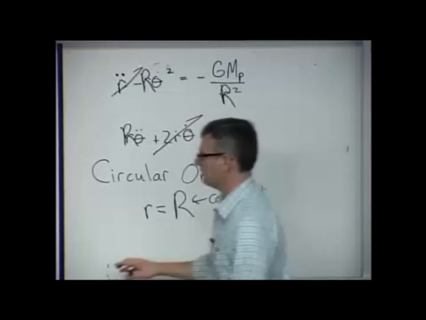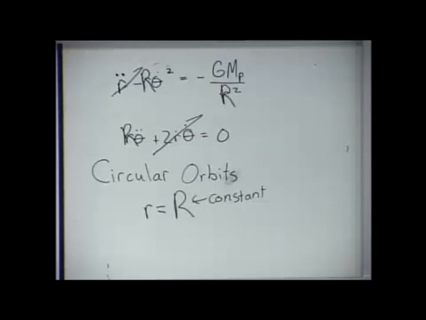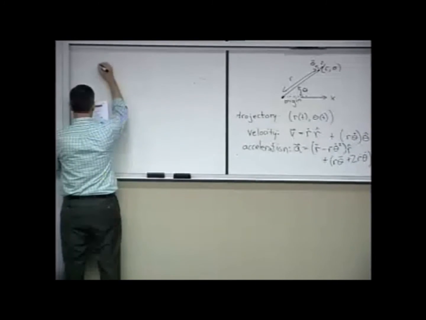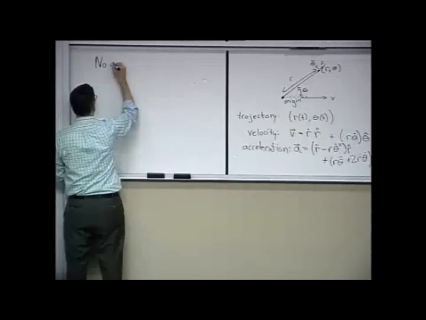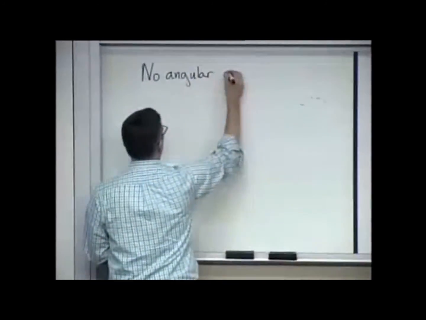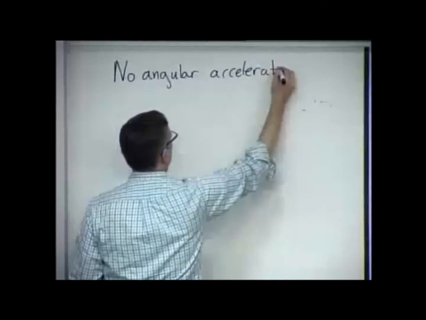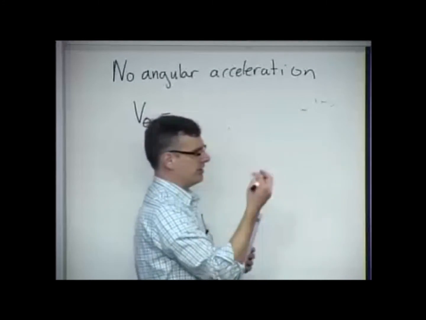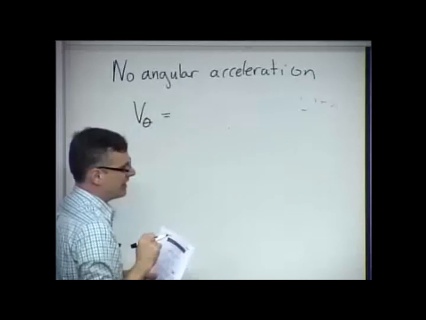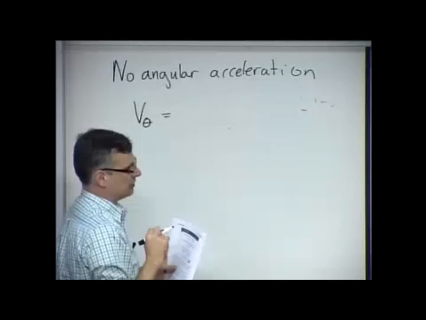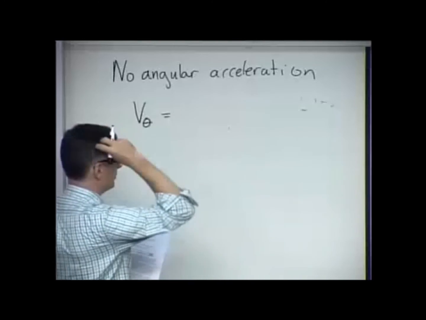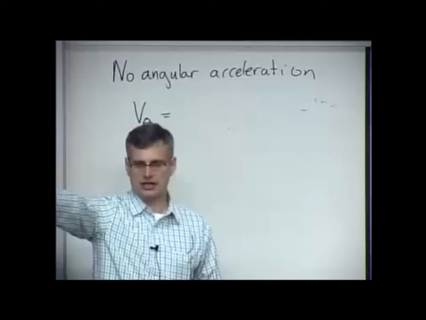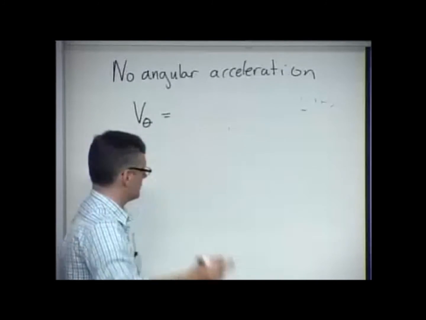So now I have some interesting formulas that describe the conditions that I have to have for satellites. First thing, there is no angular acceleration. You'll see from the second equation that theta double dot is equal to 0. Divide through by r, theta double dot is equal to 0. So there's no acceleration. The angular sweep must always be constant for a circular orbit.